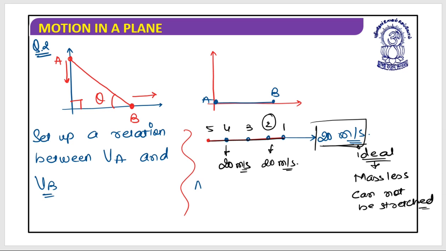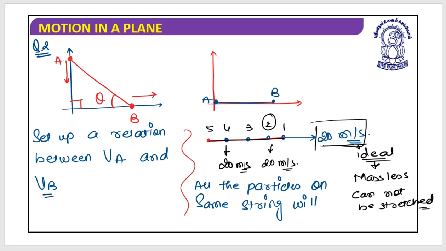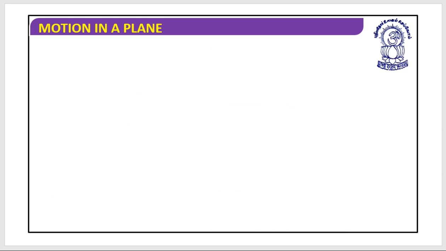Shall I write this? All the particles on the same string will have the same speed. So please remember this, very useful. All the particles on the same string will have the same speed. Is it clear? So let me redraw the situation, and we are going to try to solve this question as well.